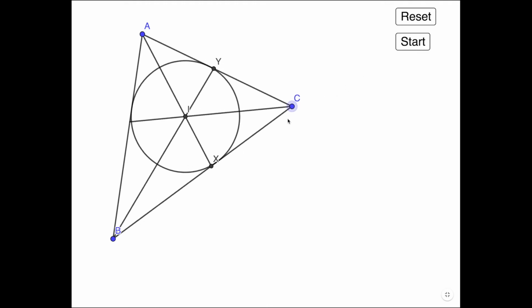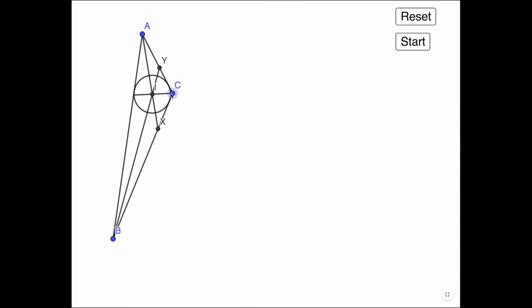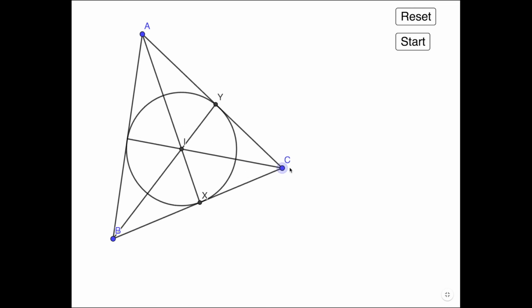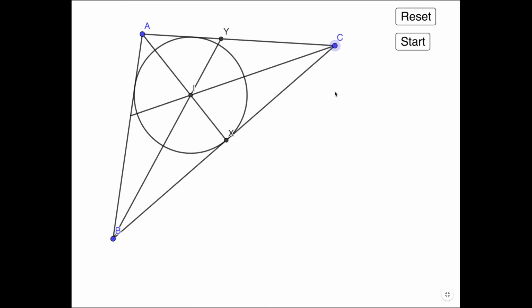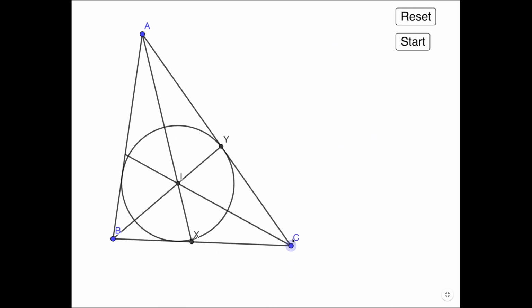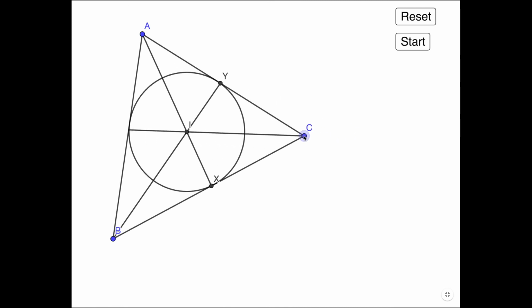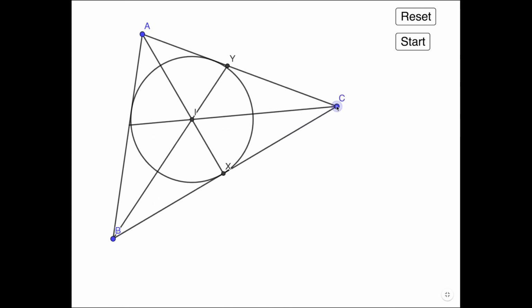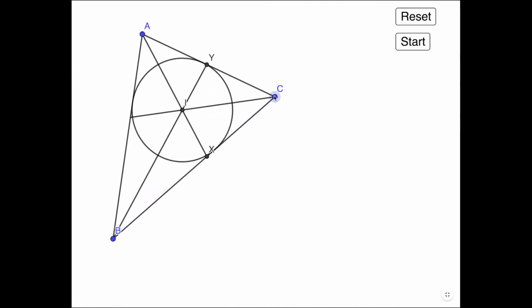And if I grab one of these vertices and move this around, we can see that it changes accordingly, but no matter how I make my triangle, this is going to work. I can still have this circle centered at I that is completely contained inside the triangle and is tangent to all of the sides of the triangle.